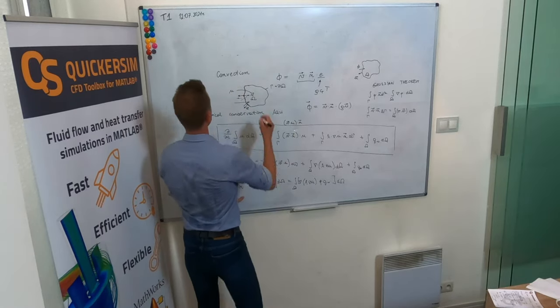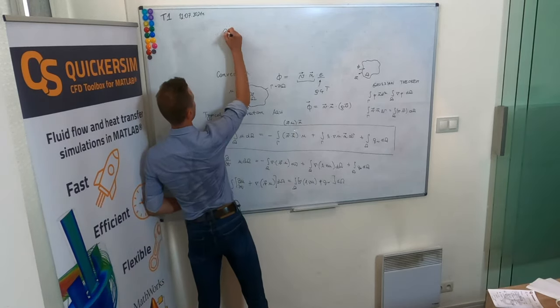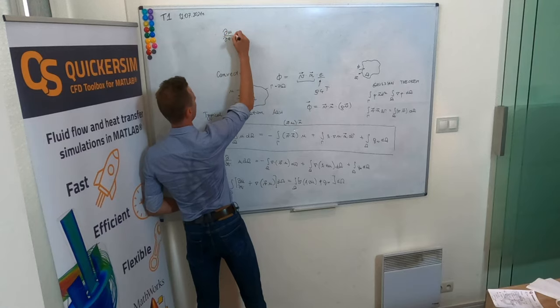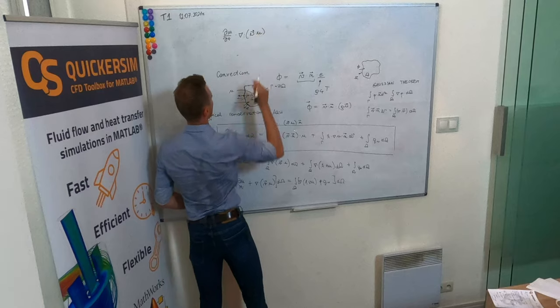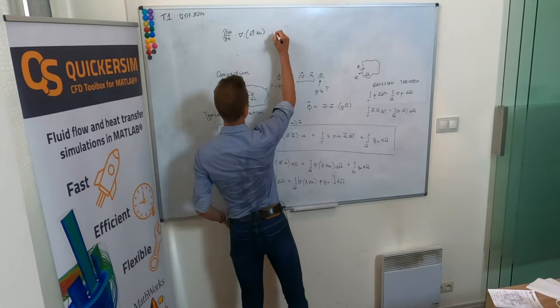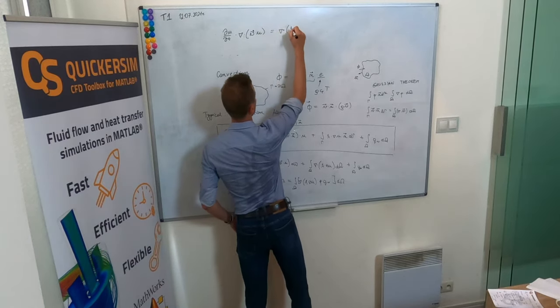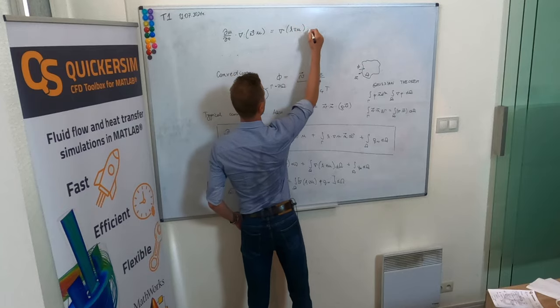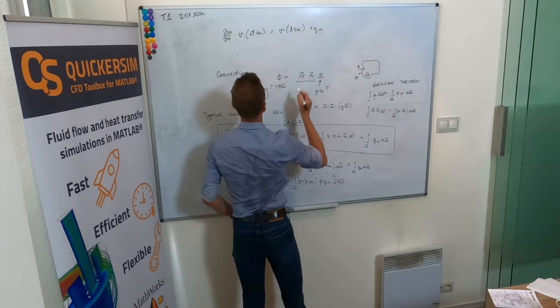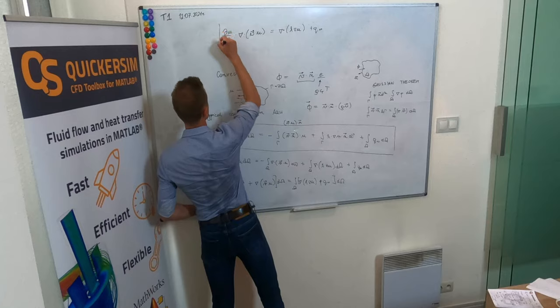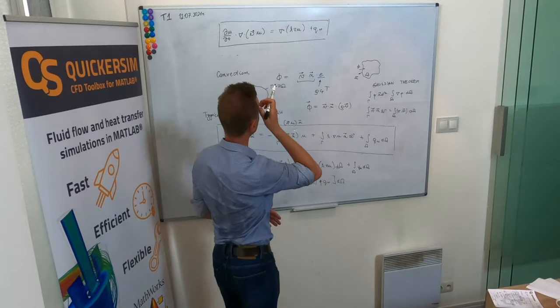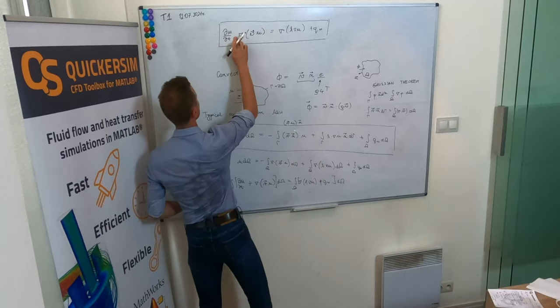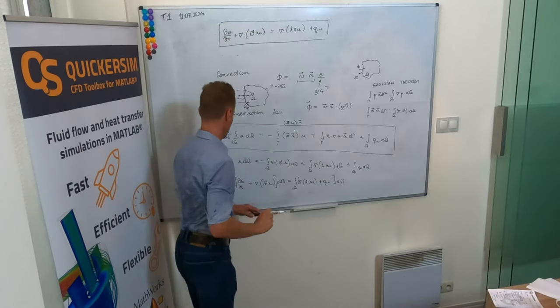So what we come up with is the following. V times U equals the divergence of lambda gradient U plus QV. It should be a plus after the U over the D on the left-hand side. Thank you. Okay.